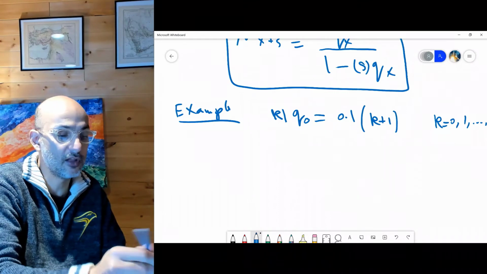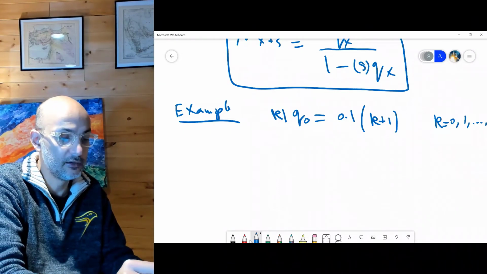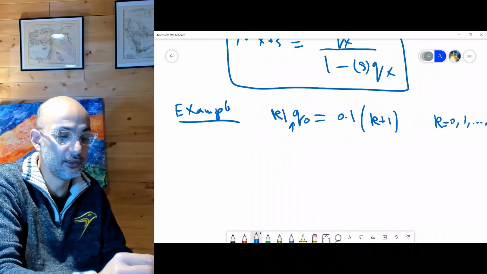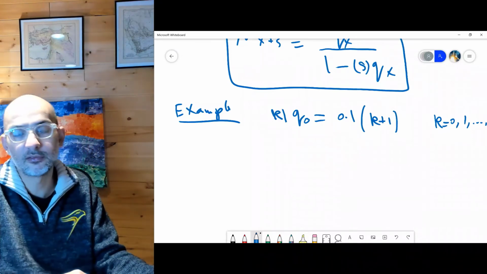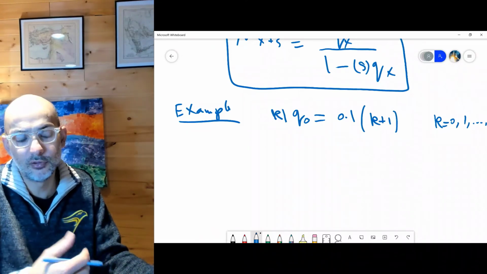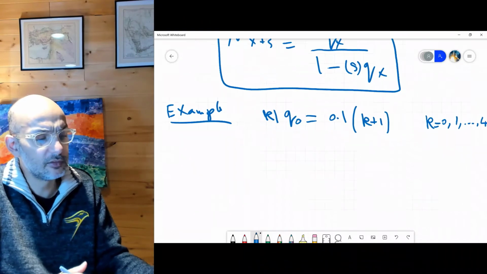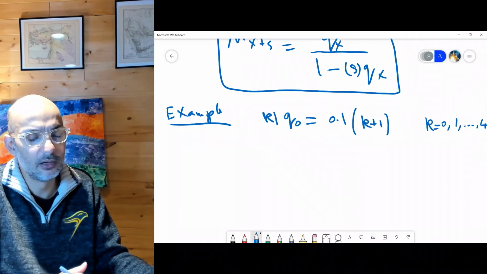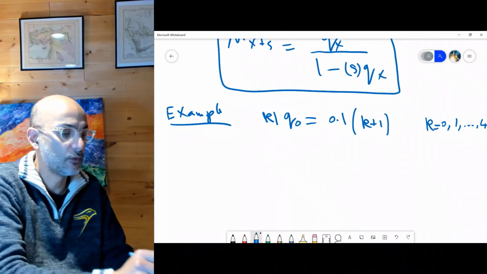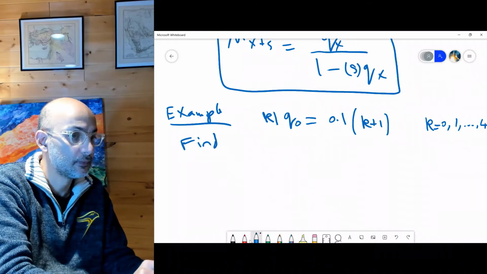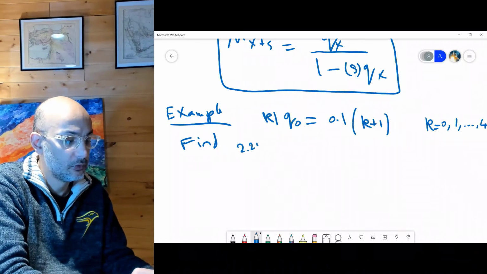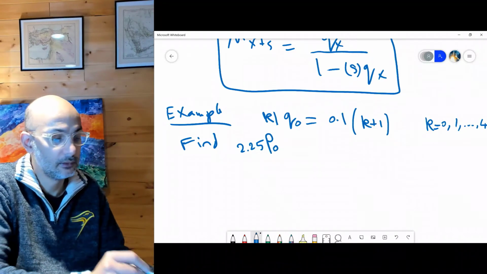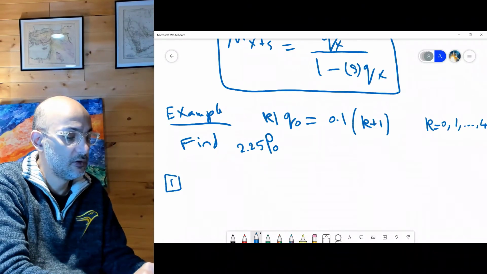We know that there is a 1 here, right? There is a 1 here that we don't need to put, because it's the standard that if there is no 1, we assume that there is 1. So this is the mortality, you know, mortality follows this one. The question is to find 2.25 P0. Right. We'll start with UDD.